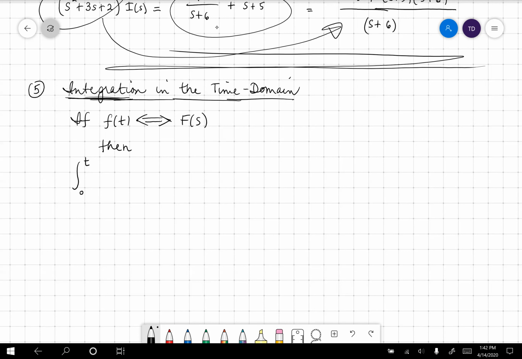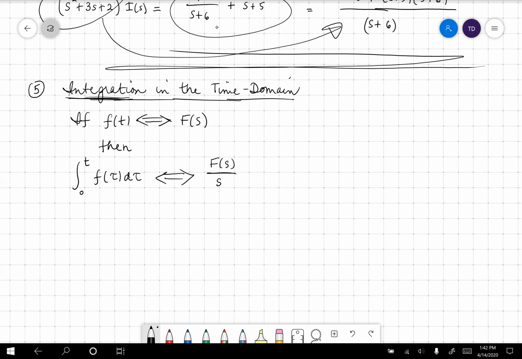The integral from 0 to t of f of tau d tau is going to Laplace transform into F of s over s. You're probably sick and tired of seeing me integrate by parts, so I'm not going to integrate by parts. We're just going to leave that alone as a property, and we'll just deal with that as a property.